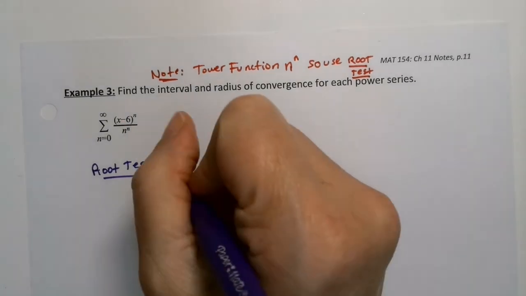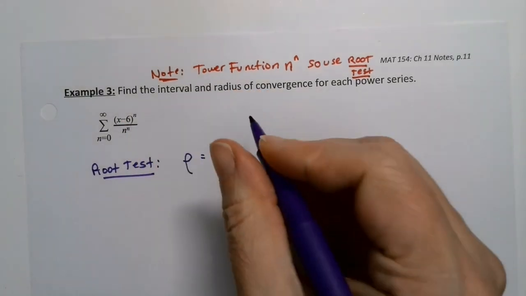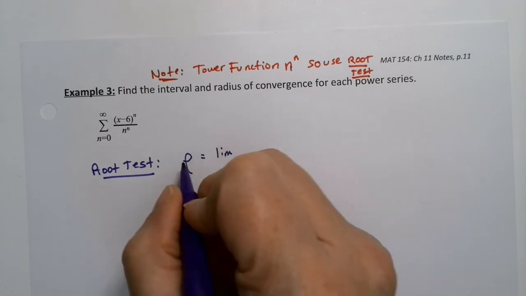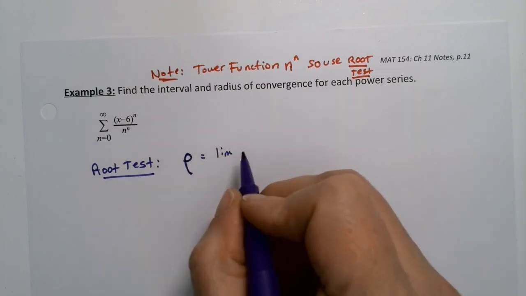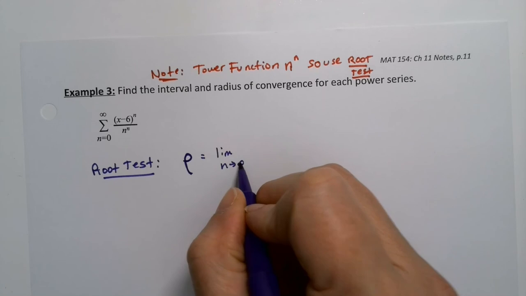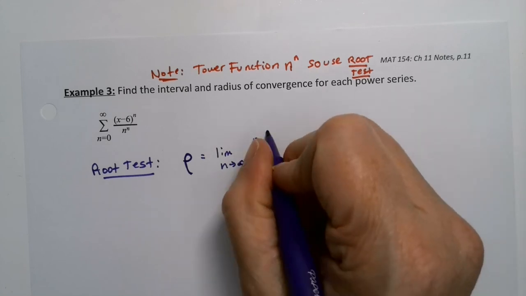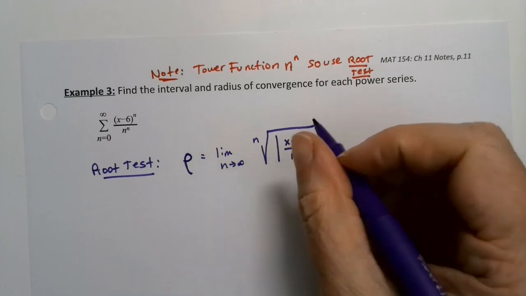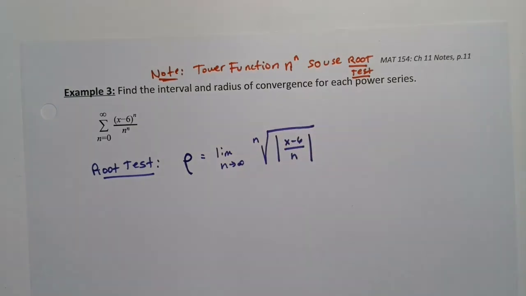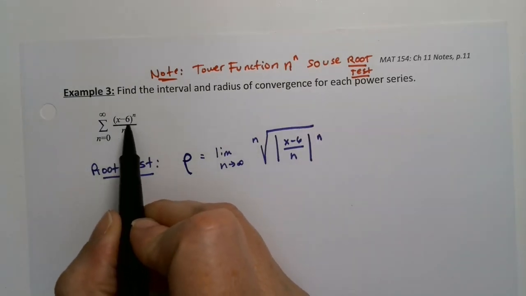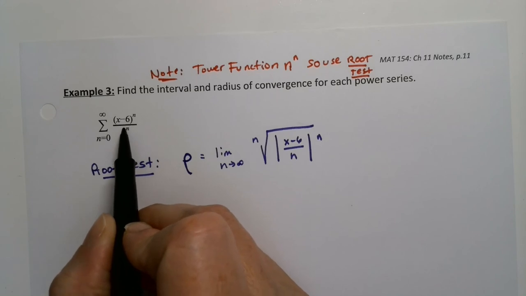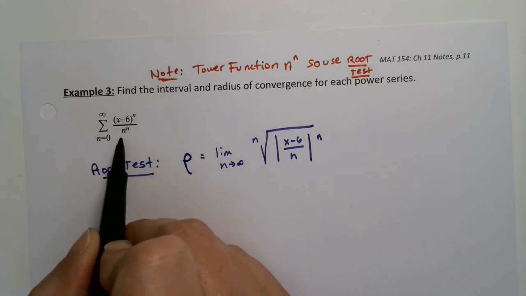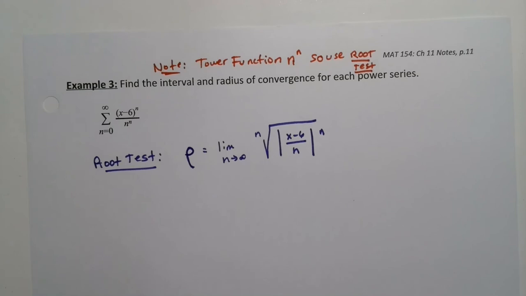The root test says that rho is equal to the limit. My rho is terrible, sorry about that. Rho is equal to the limit as n goes to infinity of the nth root of the absolute value of x minus 6 over n to the n. Just real quickly, let me remind everybody, if you have x minus 6 to the n and n to the n, you can make it x minus 6 over n to the n, just like I did here, especially since there's an absolute value involved.